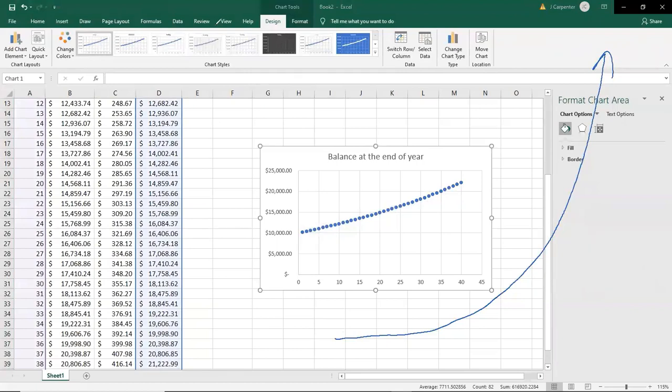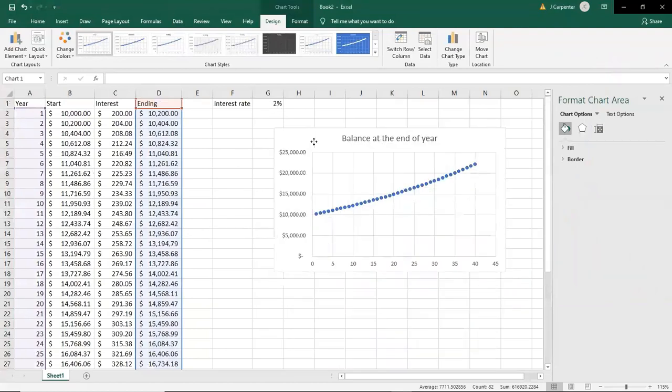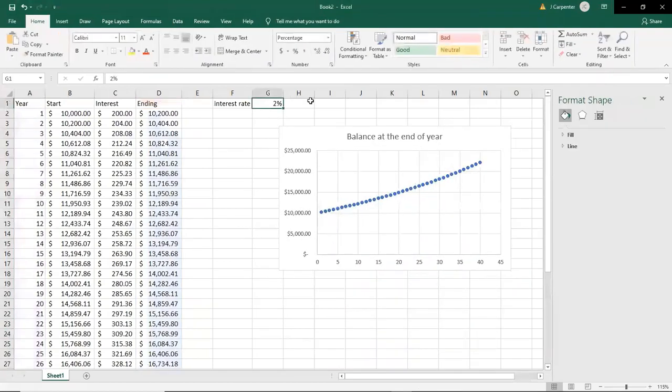But let me clear my screen. Let's take off annotate. Let's go back up to this interest rate. Let me hold this chart up here. Let's change the interest rate to 3%, and let's see how it affects the graph, because as soon as I do that, you'll see all these interest numbers, all these ending balance numbers, and this graph change.